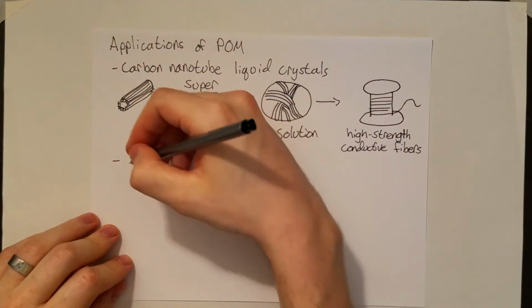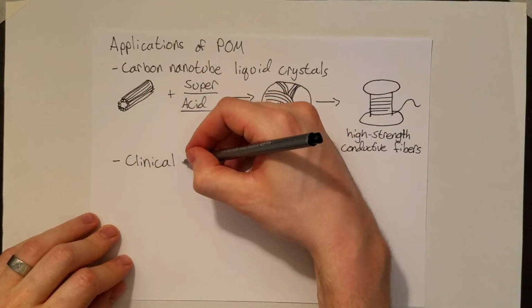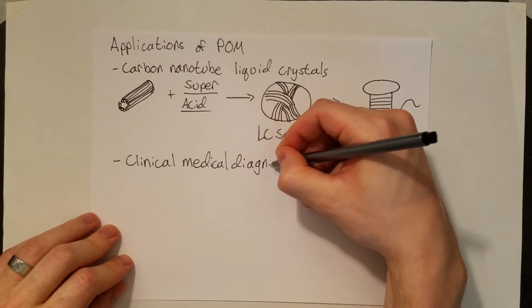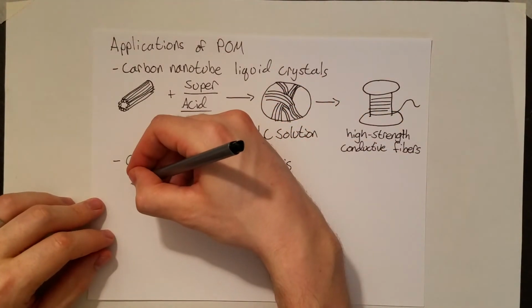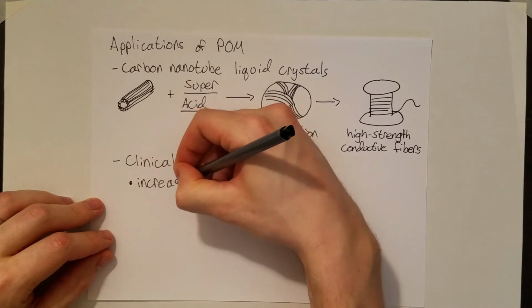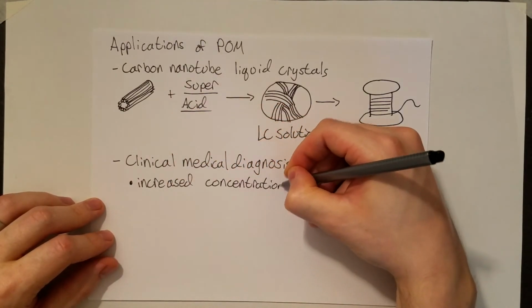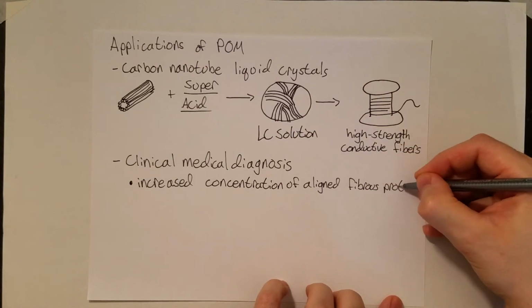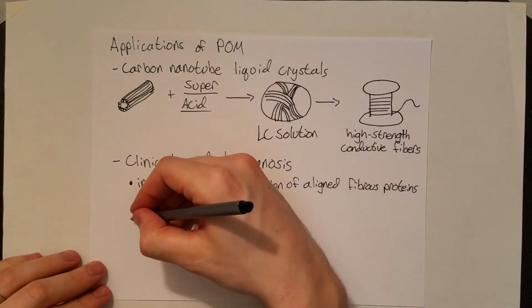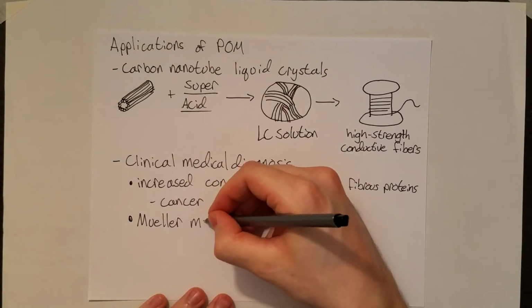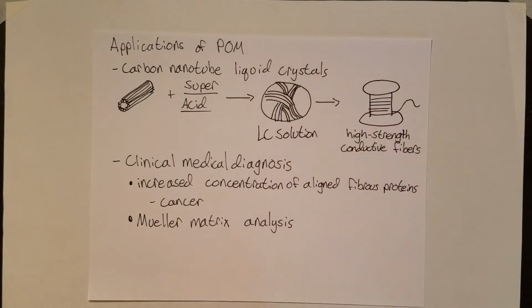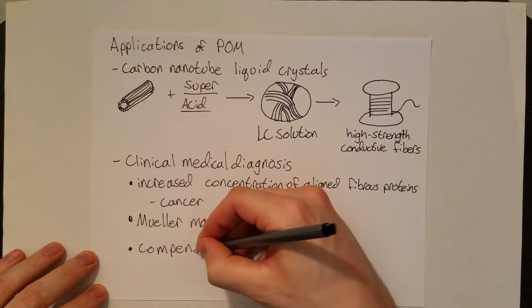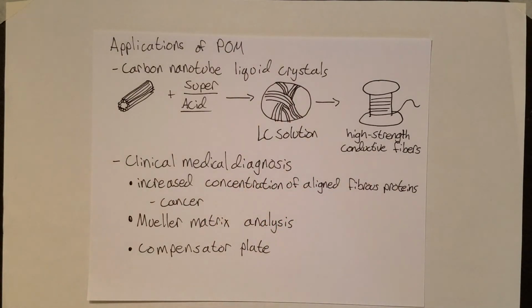POM has also been used for clinical diagnostics of the progression of cancer. Cancerous cells produce lots of fibrous proteins, which birefringe when they align. For this type of application, POM is usually coupled with Mueller matrix analysis, which mathematically describes how light interacts with the sample. Other optics can be added to provide quantitative information. Compensator plates increase the contrast of birefringence and are used to determine the value of retardance.